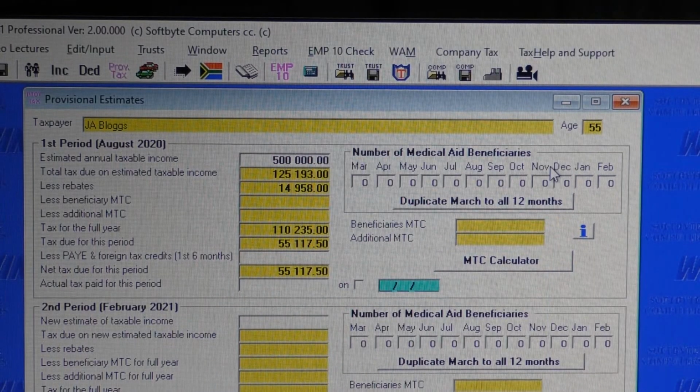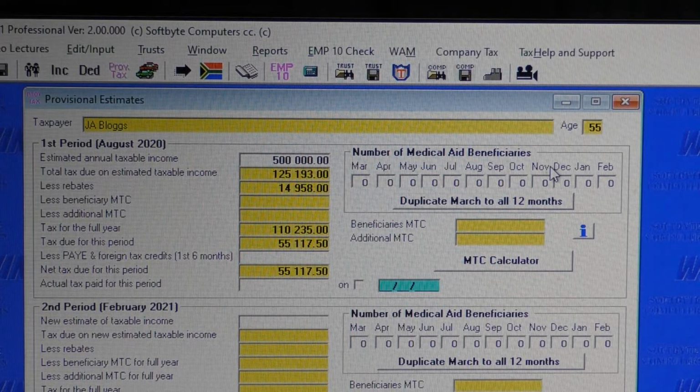Let's say that we estimate this taxpayer's taxable income for the full year will be 500,000 Rand, earned entirely from real estate investment trust. No tax was deducted from this income at source, and the taxpayer had no deductions, so the estimate of taxable income for the full year is 500,000 Rand.